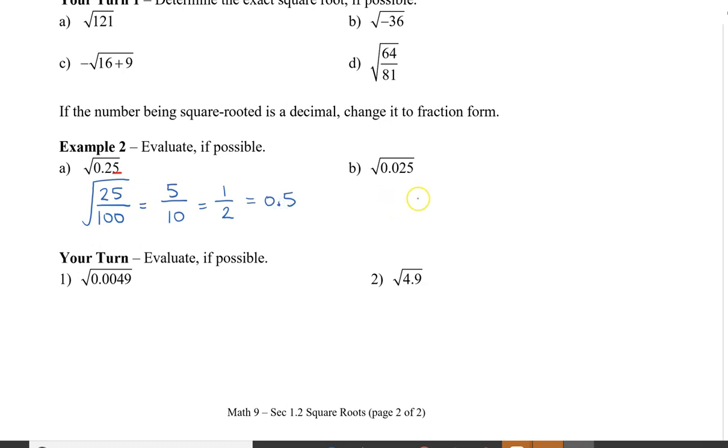So actually, indeed, the square root of 0.25 is 0.5. All right, what about the second one? That looks like it might also be something around 0.5 or 0.05. So again, let's change this to a fraction inside. So this will be 25 over 1,000 this time. And the reason it's 1,000 is because the 5 is in the 1,000th place. 0 is the 10th, 2 is the 100th, and 5 is the 1,000th.